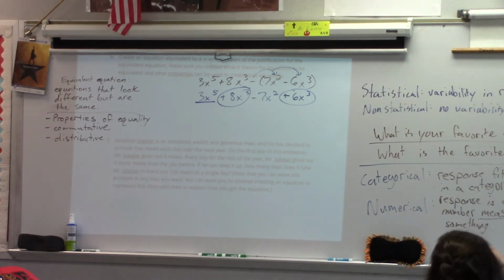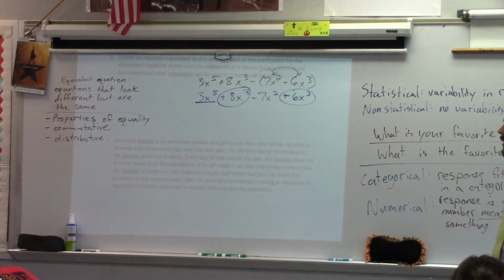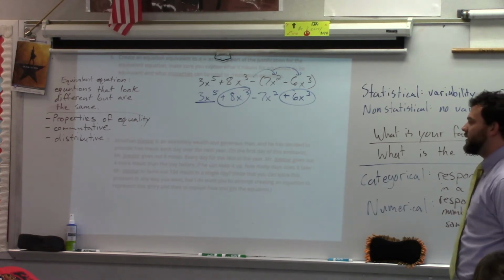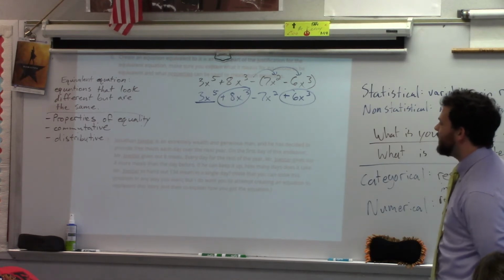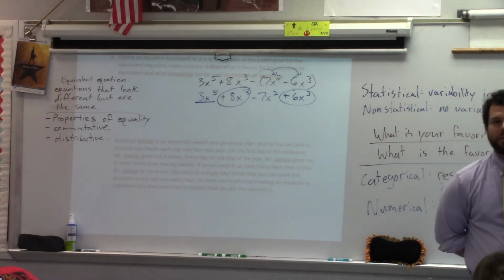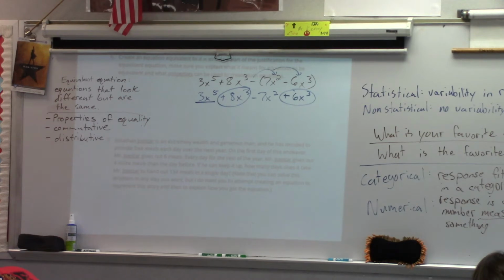Okay. And then the last detail, I need y'all to focus on this, okay? Jonathan Joestar is an extremely wealthy and generous man. He has decided to provide free meals each day over the next year, right? On the first day, he gives out 6 meals. Every day for the rest of the year, he gives out 4 more meals. Hopefully you see the equation there, because I see repeated addition. Where? The 4 more every day, right?